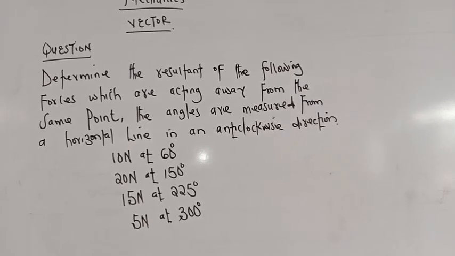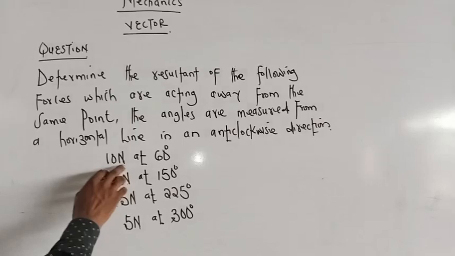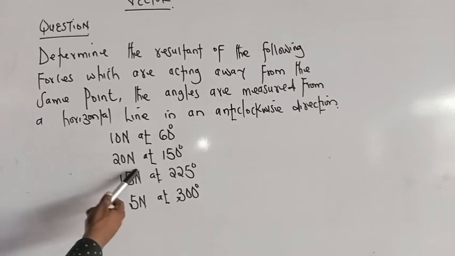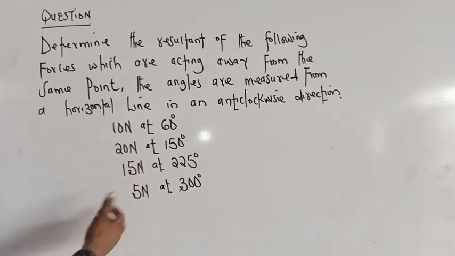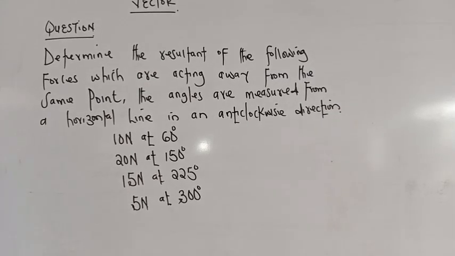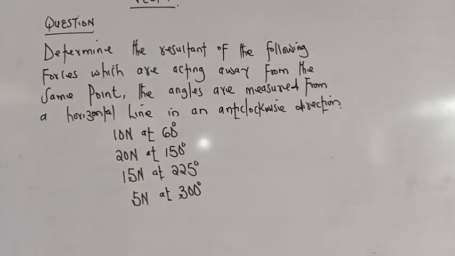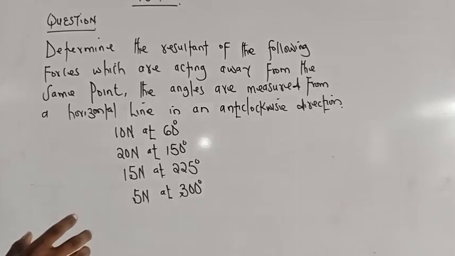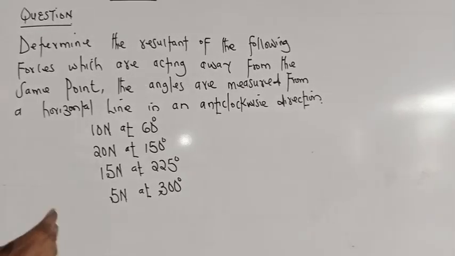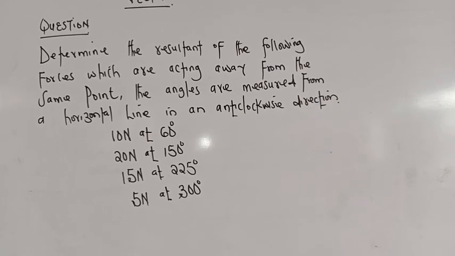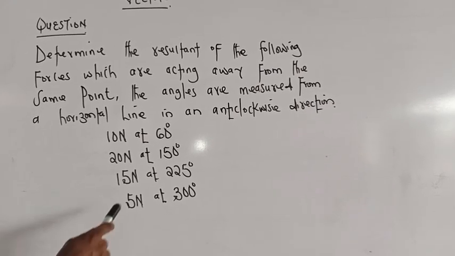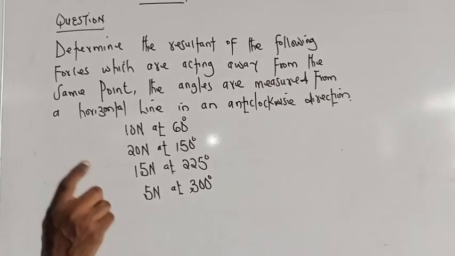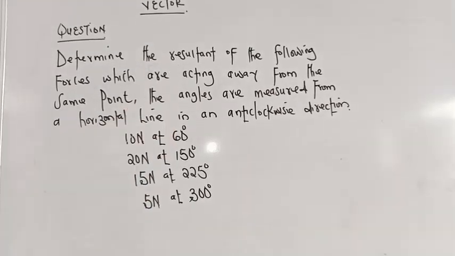So if you look at this question, we have force, and this is the magnitude of the force, this is the direction of the force. 20 newton is the magnitude, 150 is the direction, and so it continues. The question says we should determine the resultant of these forces. So let's first of all understand what a resultant is. A resultant force is a single force whose value is equal to the sum of all forces acting at a point. So when we sum all these forces and their directions to have a single force, that force is called a resultant force.